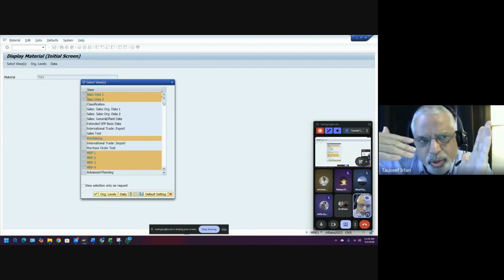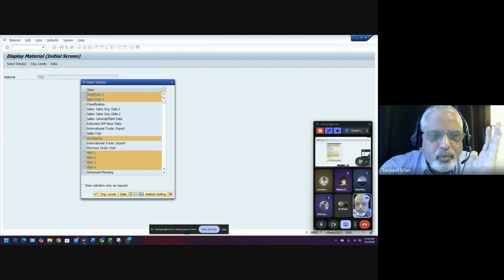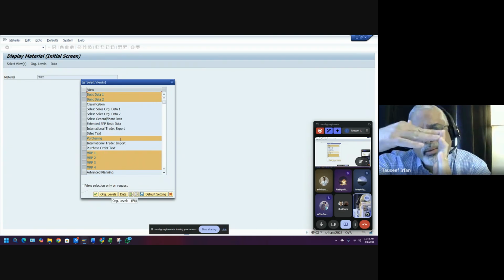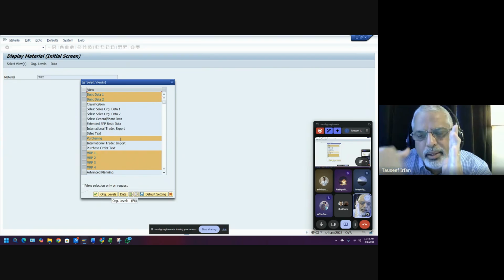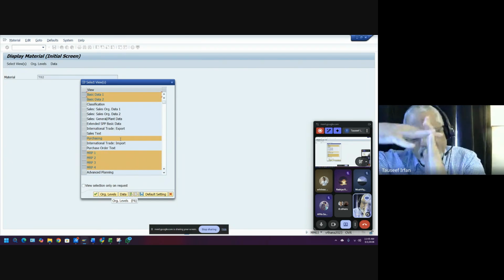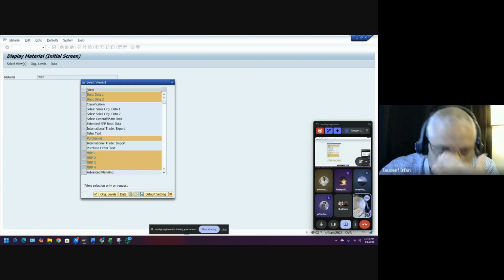Now if I ask you, what about the data in basic data 1? You say, oh, that is the client level. What about the purchasing view, the data sitting in the purchasing view? Oh, that is the plant level. You understood now how you map the view and the level.